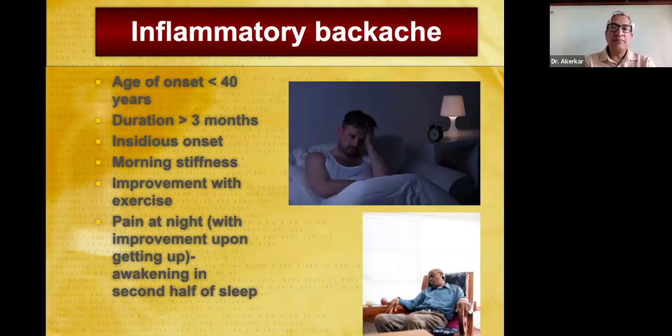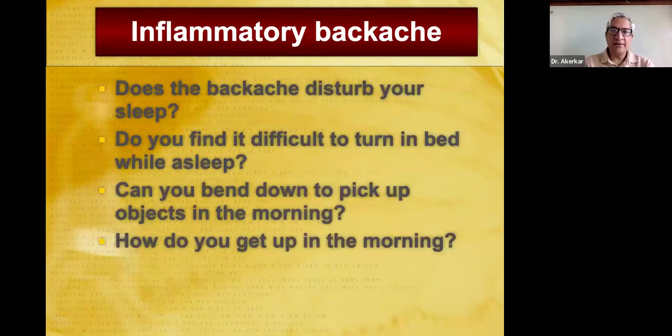In inflammatory backache, rest worsens the pain and exercise, movement improves the pain. This is exactly opposite to that of mechanical backache. In mechanical backache, whenever somebody rests, the pain improves because it is of mechanical origin. And whenever there is movement, some activity, pain worsens, because in mechanical, there is a mechanical component which worsens the pain on activity. So this is how you differentiate inflammatory backache from mechanical backache.